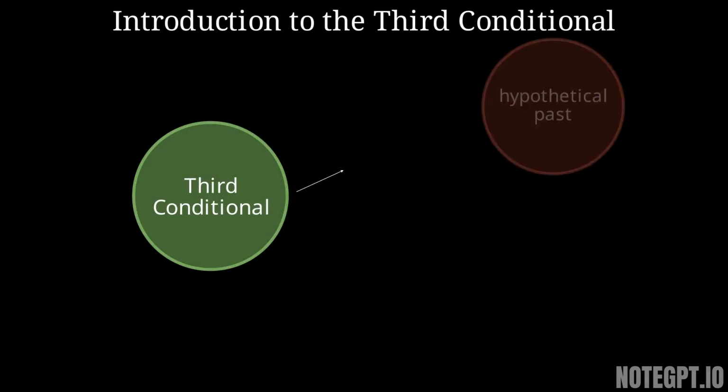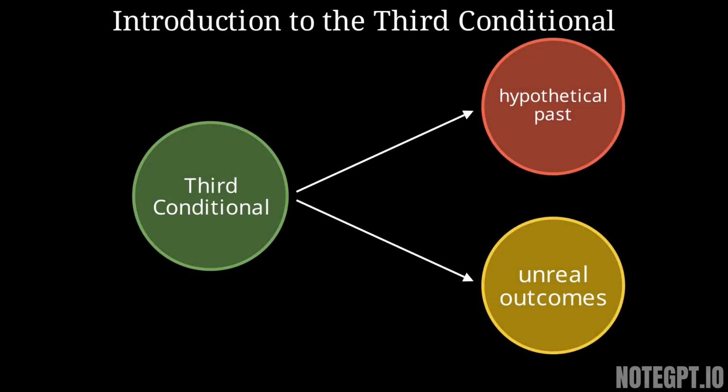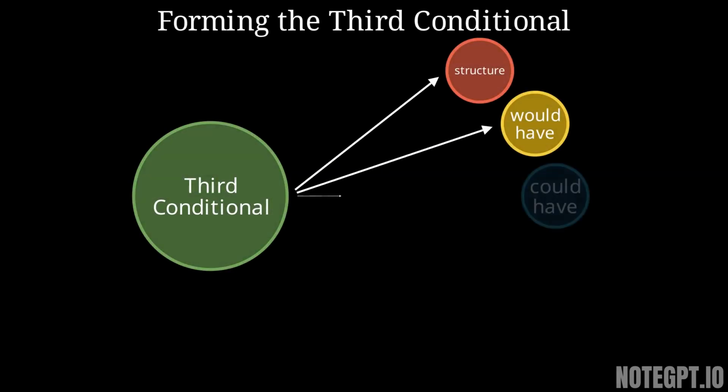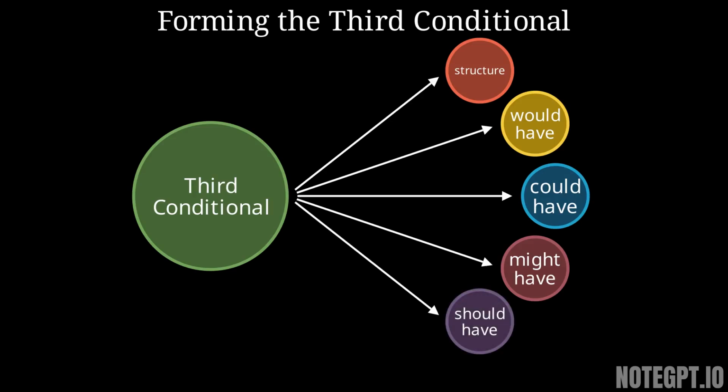The third conditional is used to talk about hypothetical situations in the past and their imagined outcomes, which are the opposite of what actually happened. To form the third conditional, use the past perfect tense after if and would have, could have, or might have, plus the past participle for the result. Should have can also be used to express what ought to have happened.